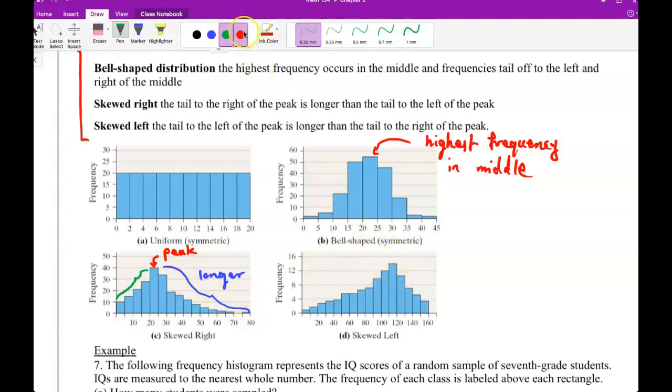And same thing here, again, this is the highest frequency we have. And here is skewed left. The tail to the left is longer than what we have to the right. This part is longer than what we have here.